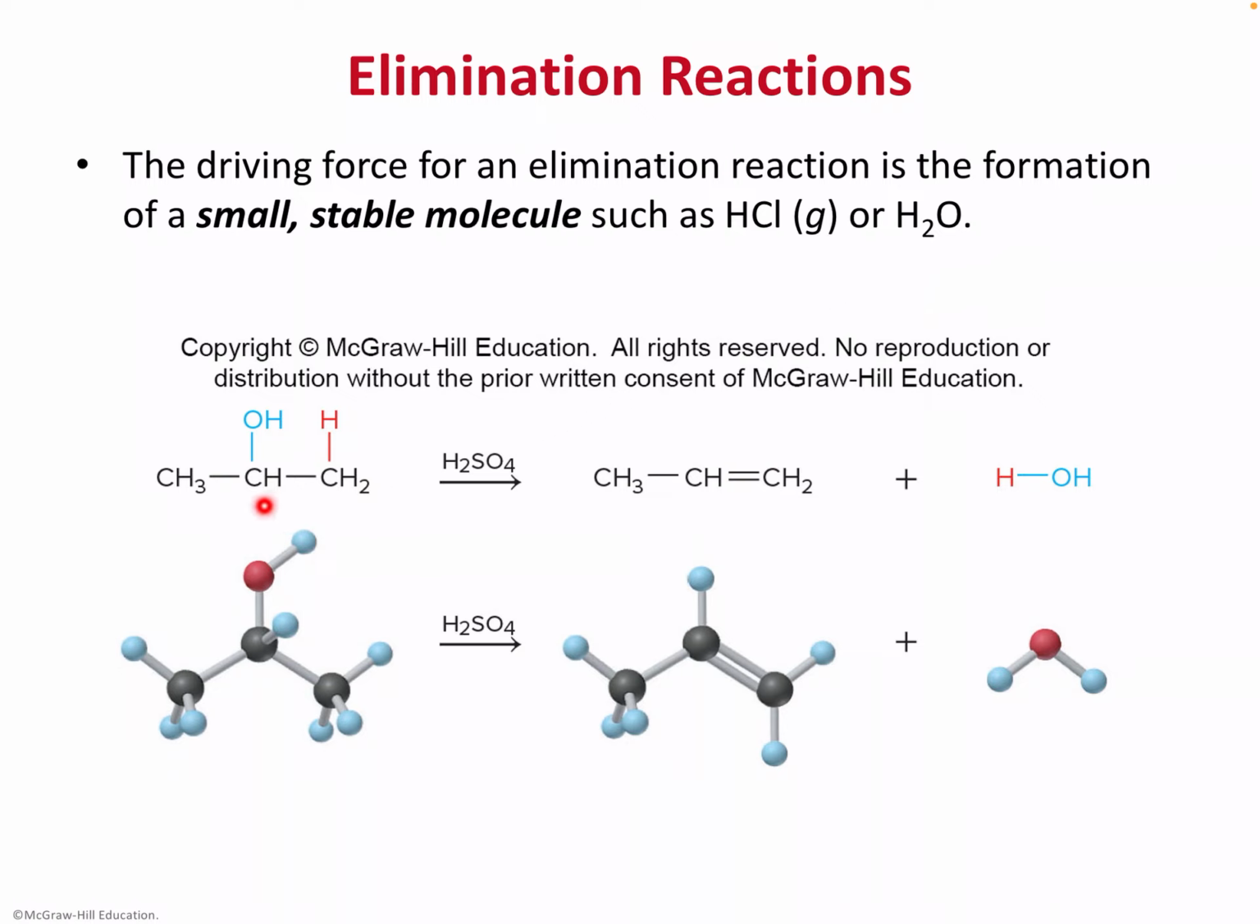Okay, now here's an example. You have a saturated compound. This carbon has a hydrogen, this carbon has a hydroxide. You react this molecule with sulfuric acid. So it will remove this water molecule, HOH, and become an alkene. Okay, so this is the ball and stick model of this reaction.